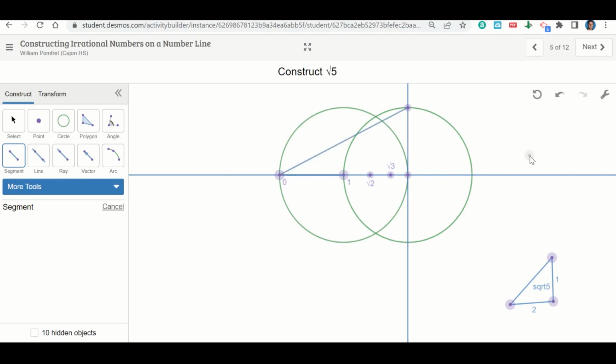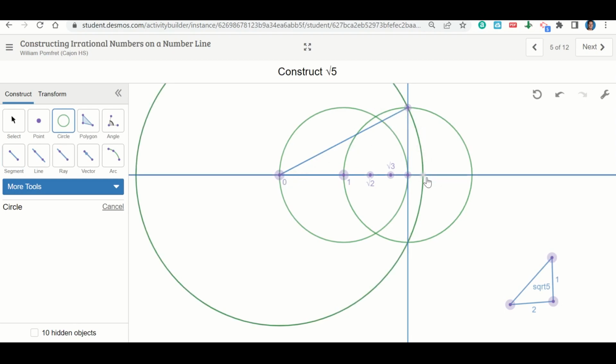So there we go. Now this distance here should represent square root of 5. So now all I need to do is use my circle tool to go from this point out to this point there. And this has a radius of square root of 5. So therefore, when I go down to here, I also have a radius of square root of 5. So now all I need to do is put a point where they intersect right there. And that point right there should represent square root of 5.